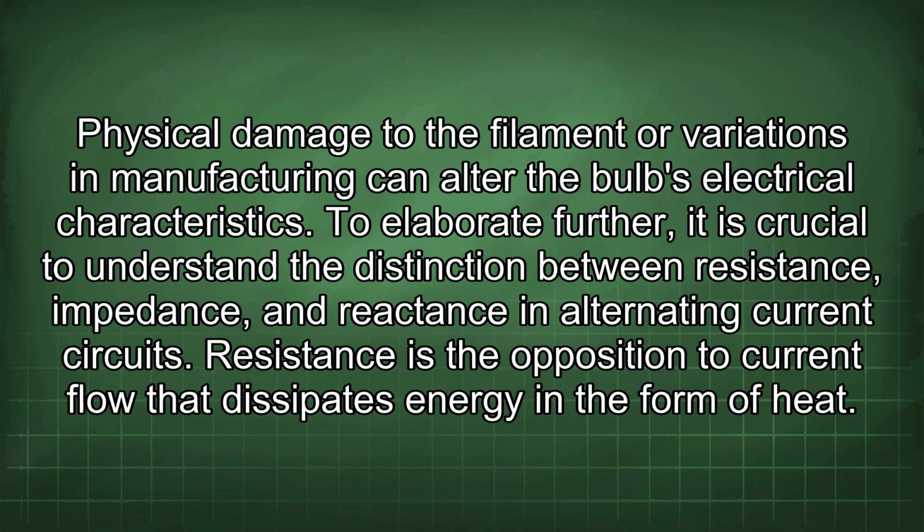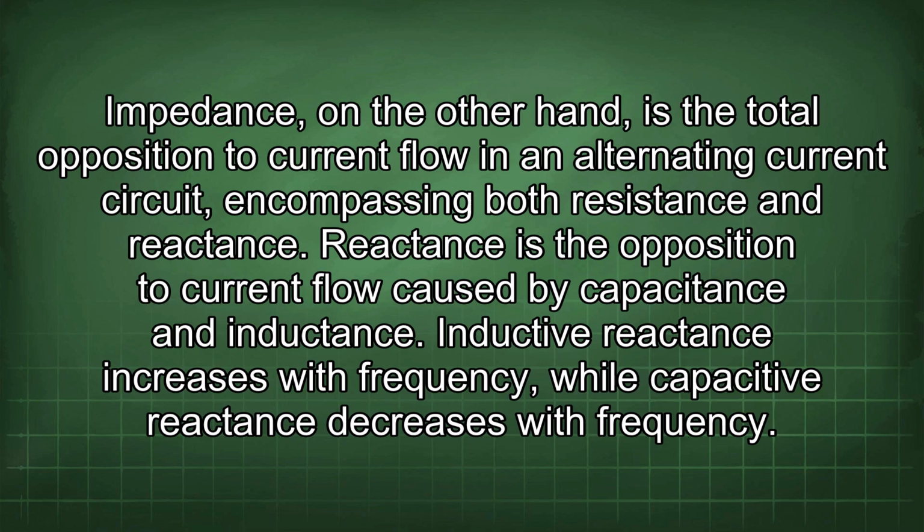To elaborate further, it is crucial to understand the distinction between resistance, impedance, and reactance in alternating current circuits. Resistance is the opposition to current flow that dissipates energy in the form of heat. Impedance, on the other hand, is the total opposition to current flow in an alternating current circuit, encompassing both resistance and reactance. Reactance is the opposition to current flow caused by capacitance and inductance. Inductive reactance increases with frequency, while capacitive reactance decreases with frequency.